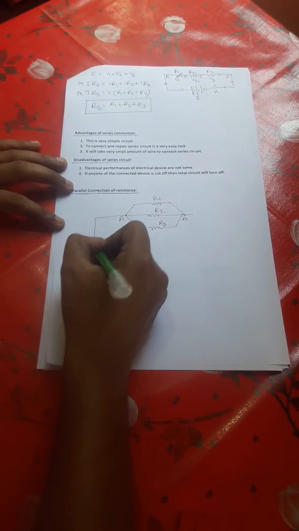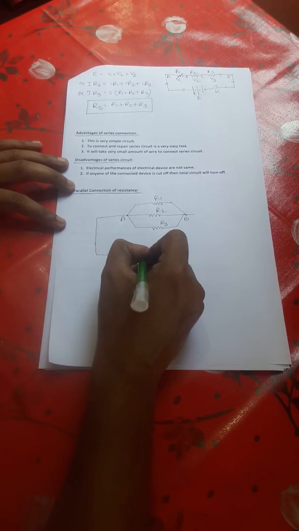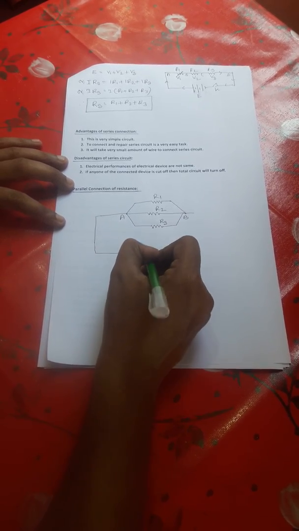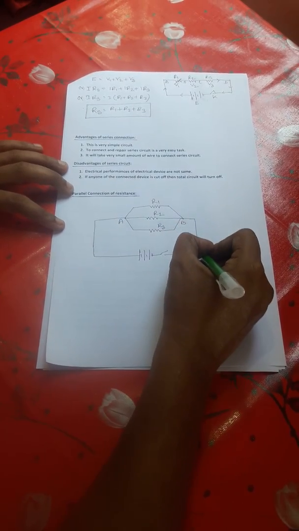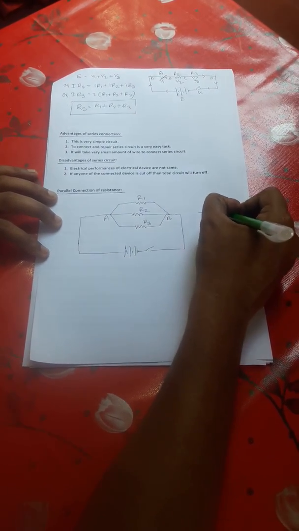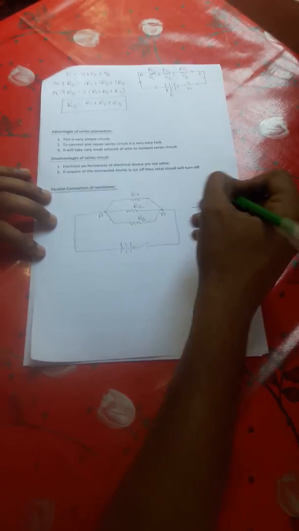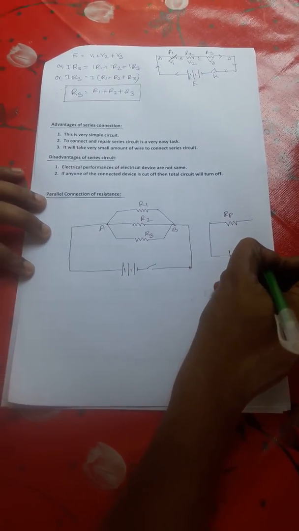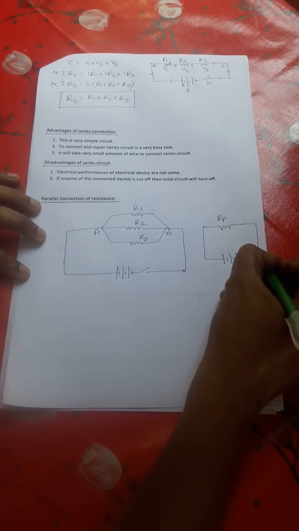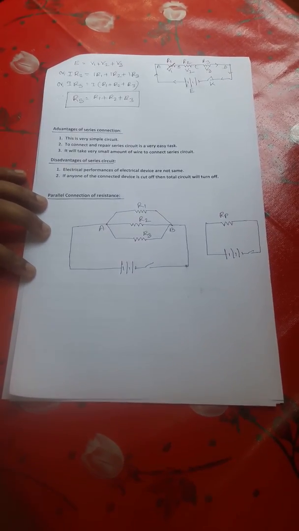And to connect this with a battery, say this is a battery with a key, to find out the equivalent resistance, if I replace these resistances by a single resistance Rp, so that total power remains same and total voltage remains same, then this Rp is called equivalent resistance.